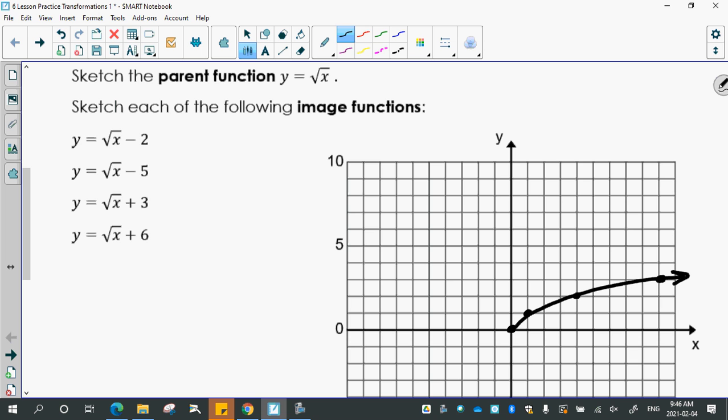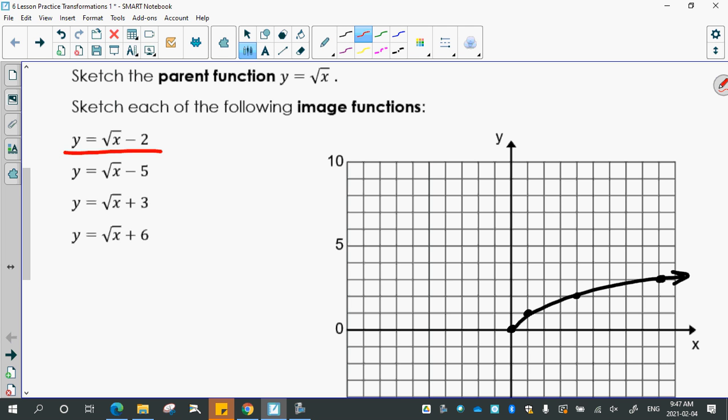And then image functions that go with the parent, they've got to have the same general shape of the parent. So you can't have an image function of a square root function looking like an absolute value. So if the parent is a square root, then all the images will be square roots as well. So we're starting off with sketching our first image. I'll use red for it. It's going to be y equals the square root of x minus 2.